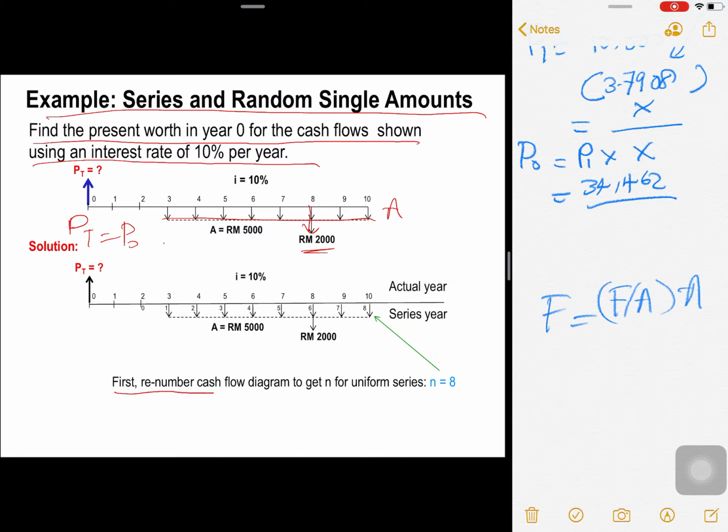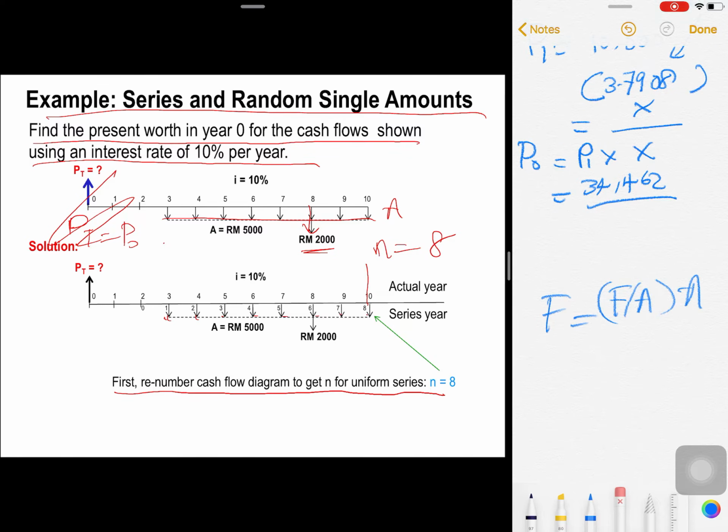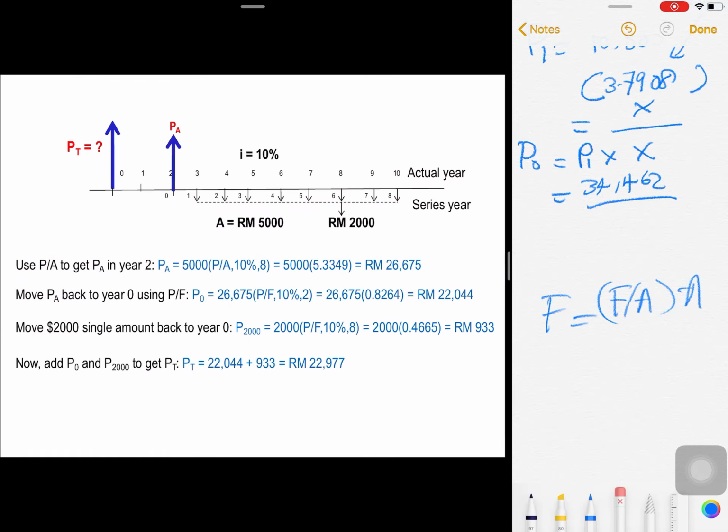Okay, the solution. First, we need to renumber the cash flow diagram to get n for the uniform series, n equals to n. From the cash flow diagram, we can see that A starts at n equals to 3 for 8 periods. So 1, 2, 3, 4, 5, 6, 7, 8 periods, which in the actual years is on the 10th period, n equals to 8.